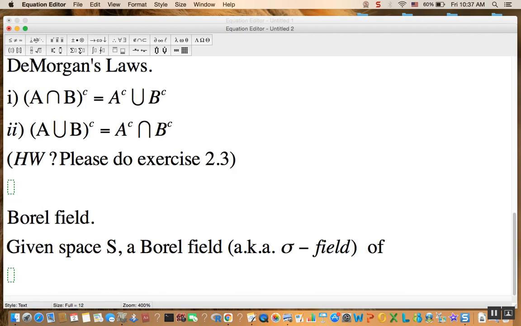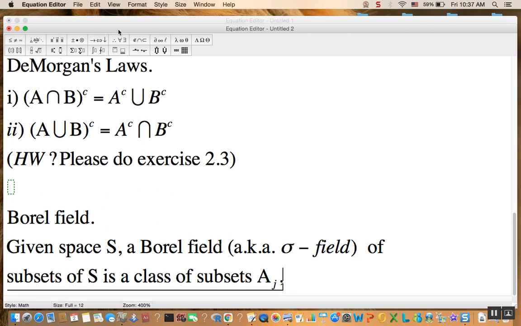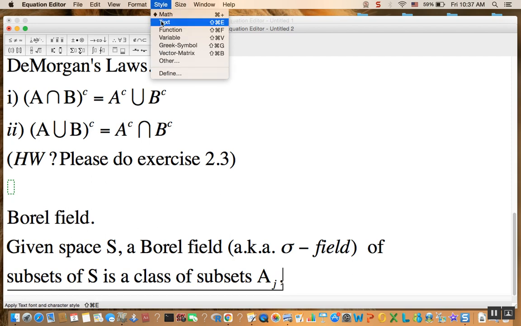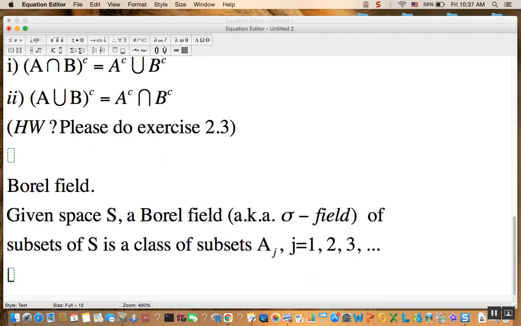So a Borel field of subsets of S is, as I said, a class of subsets. Let me use A for the events, the subsets of interest, J for the subscript or subindex, and J will go from 1, 2, 3, and so on. And these guys, Borel fields, have the following properties.